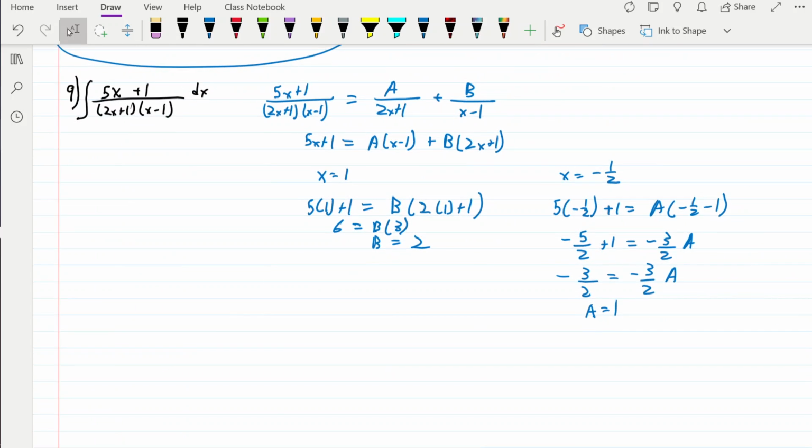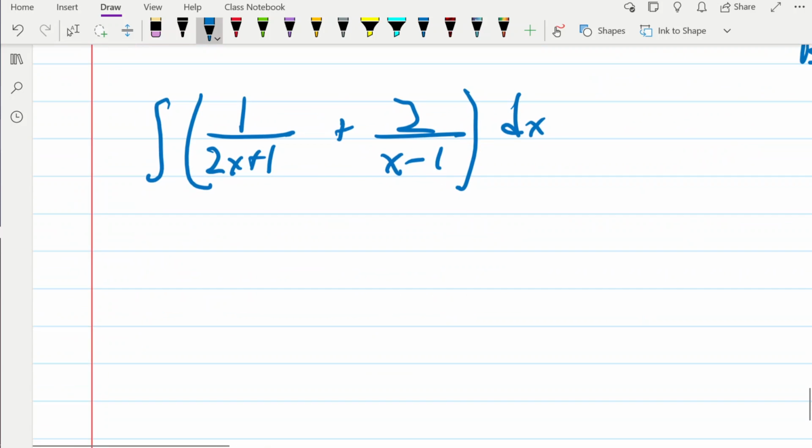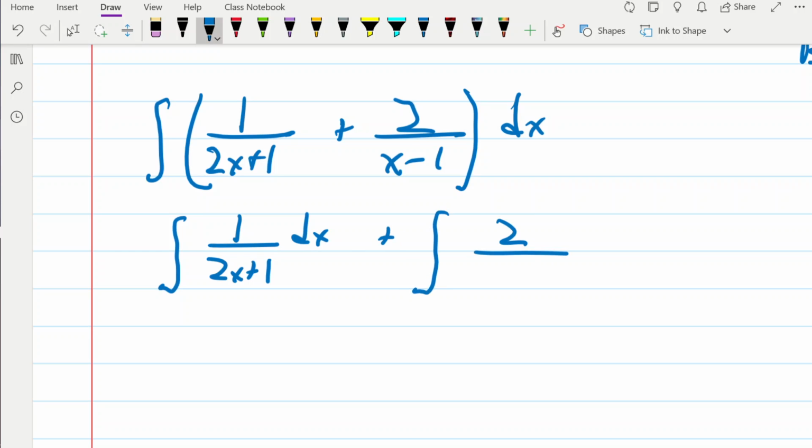we can now rewrite our integral in terms of the partial fraction. Because A equals 1, it'll be 1 over 2x plus 1, plus B equals 2, so it'll be 2 over x minus 1 dx. So from here we can split this into two integrals. So we're going to have the integral of 1 over 2x plus 1 dx plus the integral of 2 over x minus 1 dx.